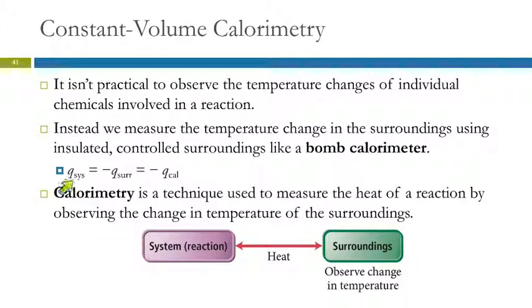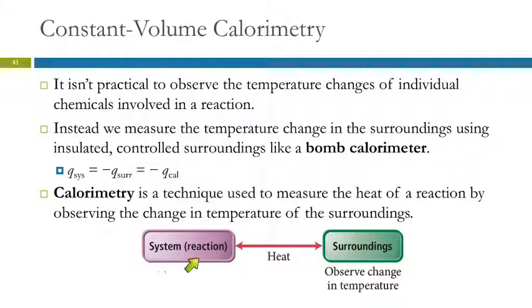So Q for the system, this would be the reaction we're interested in, equals negative Q for the surroundings. We're going to make the surroundings this bomb calorimeter. So that's the same as negative Q cal, the change in heat, the change in energy for the calorimeter. Calorimetry is what we call this. It's a technique used to measure heat of reaction by observing changes in temperature.